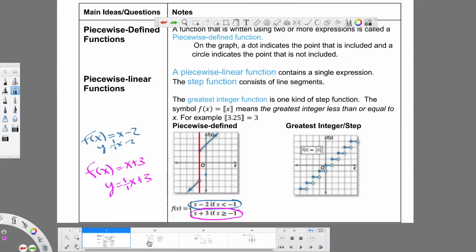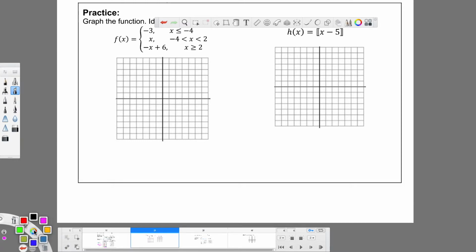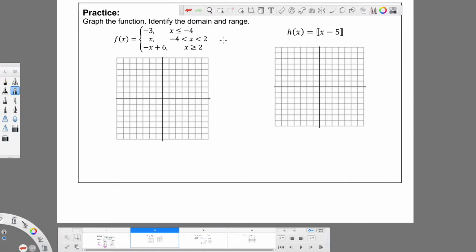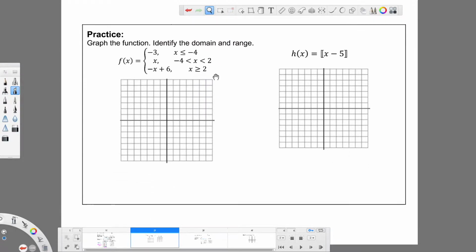All right, so let's go to the next page here. I'm going to flip back to blue because it's a little nicer to write with. Move this guy up. I don't think there's anything above here. No, okay. All right, so we're going to graph this function and identify the domain and the range for this, I think for both of them actually.